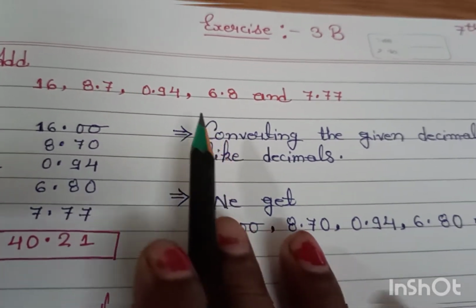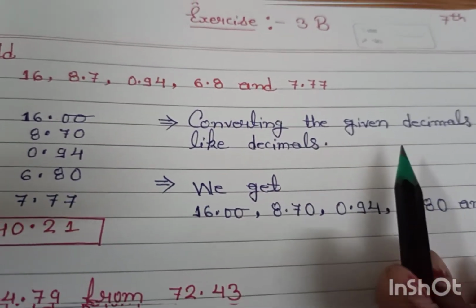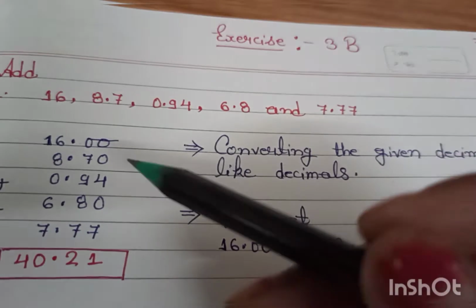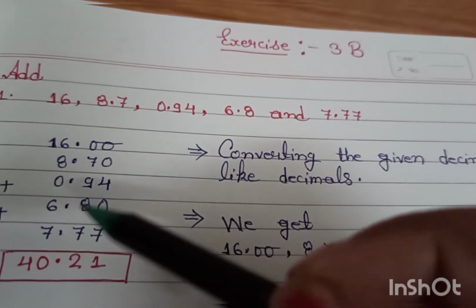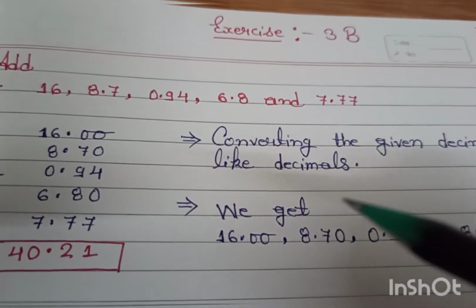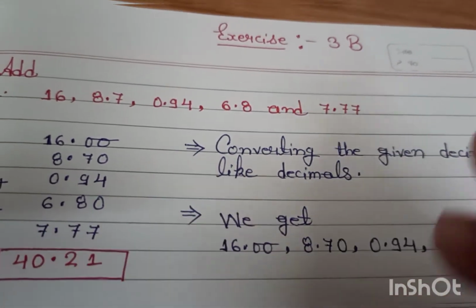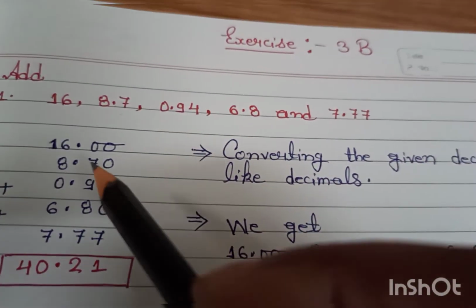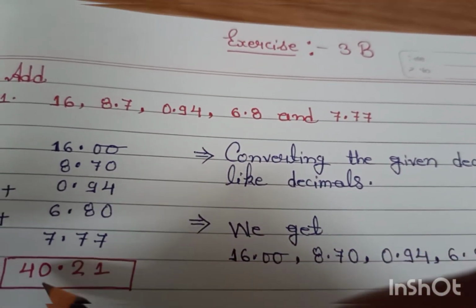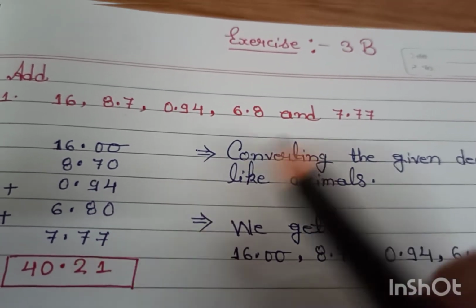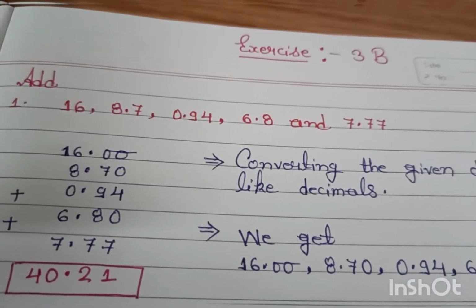First of all, you will convert all given numbers into like decimal form. Then you will arrange all numbers column-wise. Then you will add using simple addition rules. Then you will insert the decimal point below the decimal point. I hope you understand.